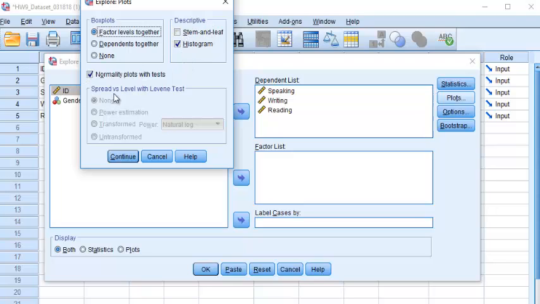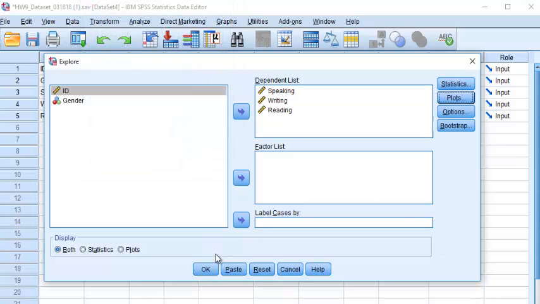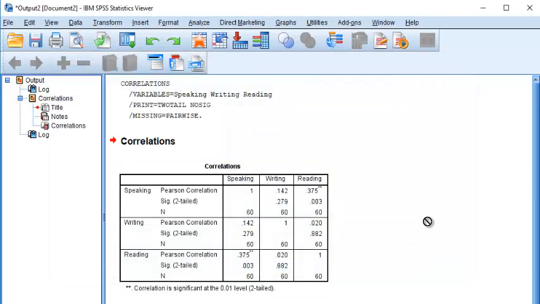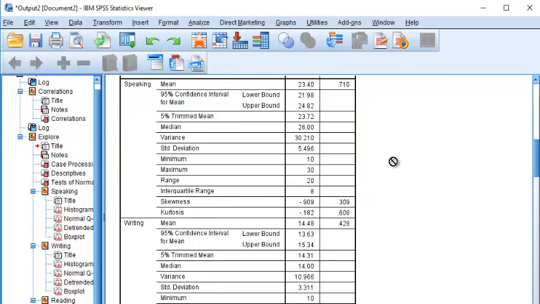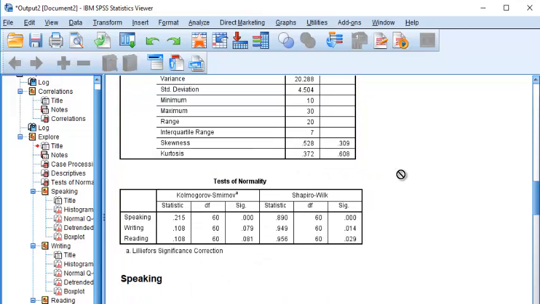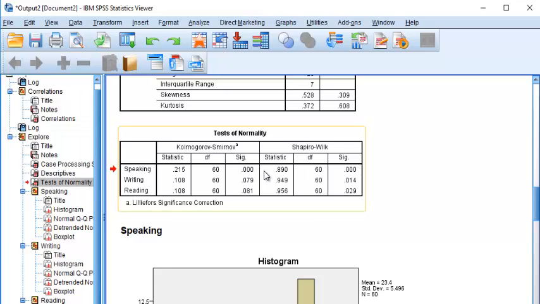And this is your main one, your normality plots with tests. That's going to give you a Kolmogorov-Smirnov test or the Shapiro-Wilk test. And those are the ones we use around here. You click OK, and you get this stuff. So we don't care about that. Don't care about this. Don't care about the descriptives. But here's your main box. So if you go by the Kolmogorov-Smirnov test, only the speaking violated normality.